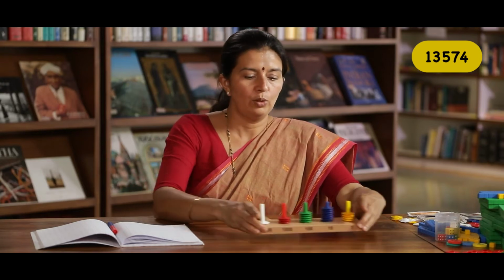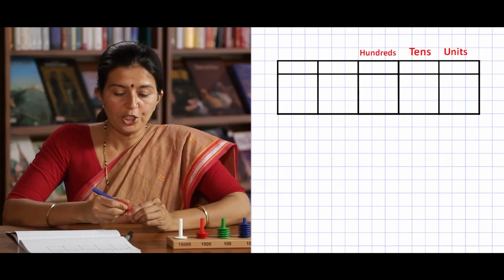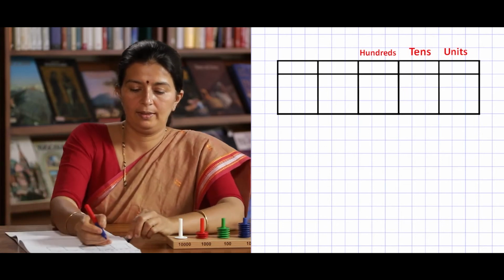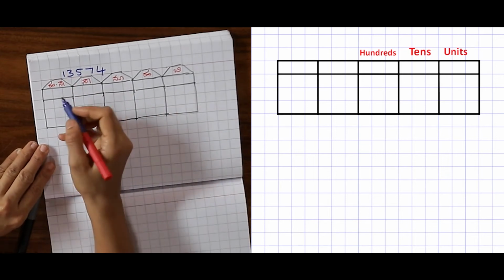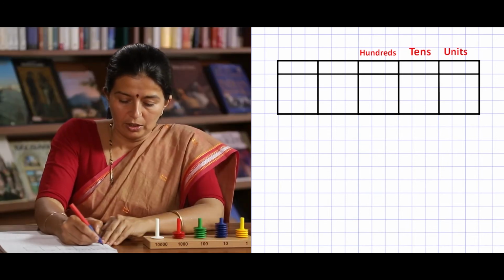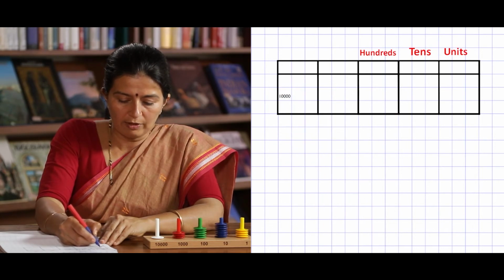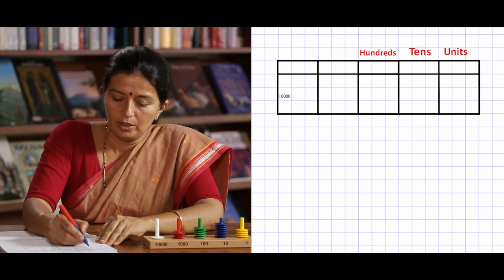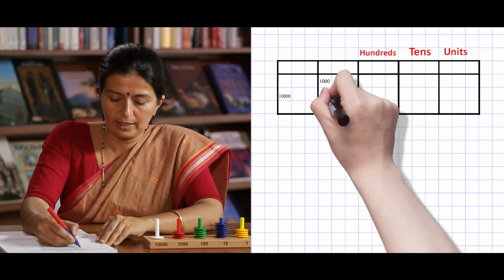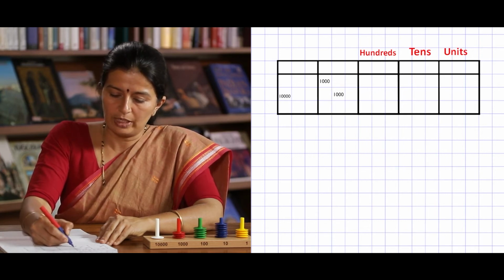We have seen it in the concrete stage. Same thing in the square line book. In the representational stage, how to show it? Let us see. How many 10,000s are there? We can write from here or from here. 1 10,000. How many thousands are there? There are 3 thousands. 1,000, 2,000, 3 thousands.